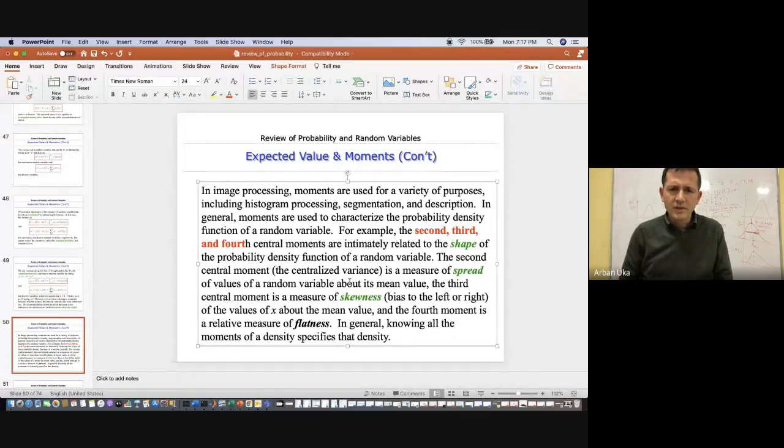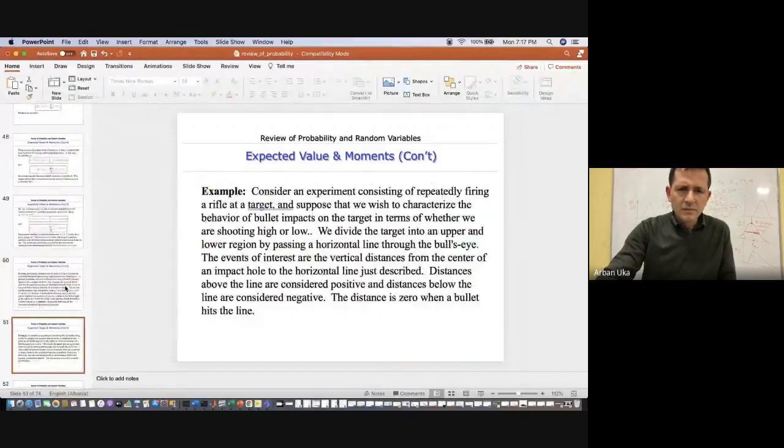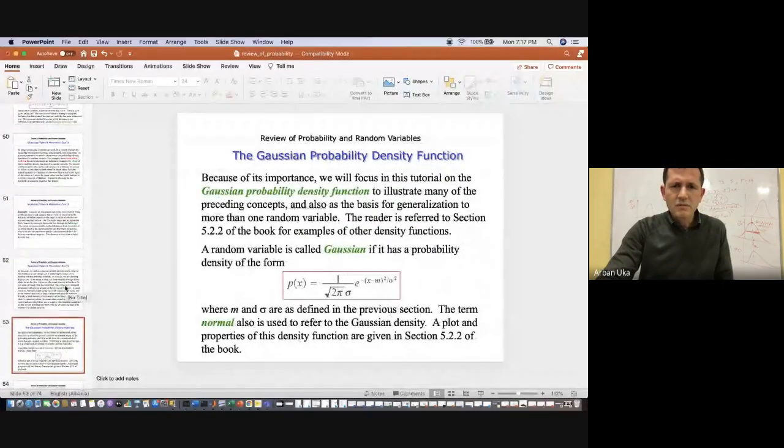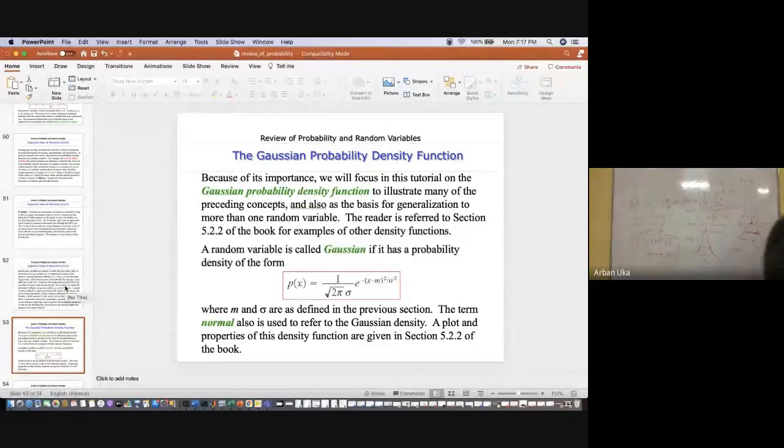The second is the spread. The third is the skewness. I think we talked about the bias from left to right. And the fourth is a measure of flatness. So these are essential. And then we have the spread of the shots. It's the Gaussian probability function.